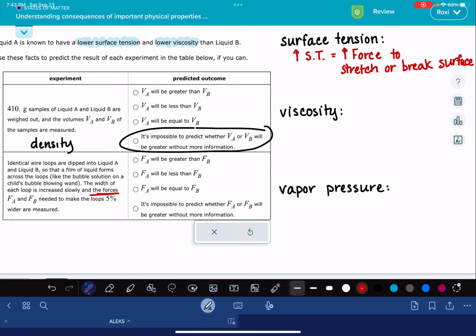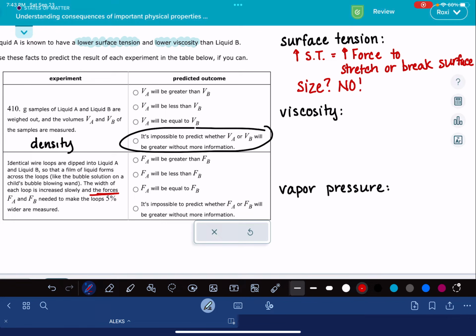Now, that's all that surface tension pertains to. And remember, ALEKS is going to be really tricky in these problems. So it's going to ask you things like, what about the relative size of these different spheres or things like that? It has nothing to do with surface tension. So size, no, has nothing to do with surface tension.